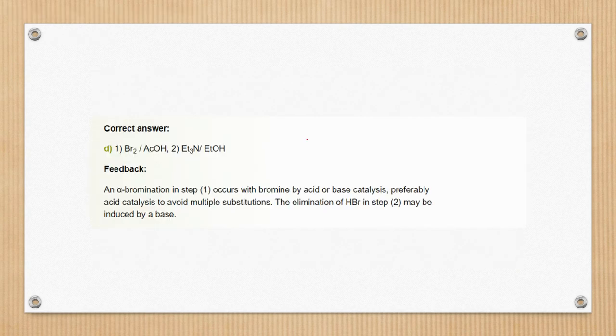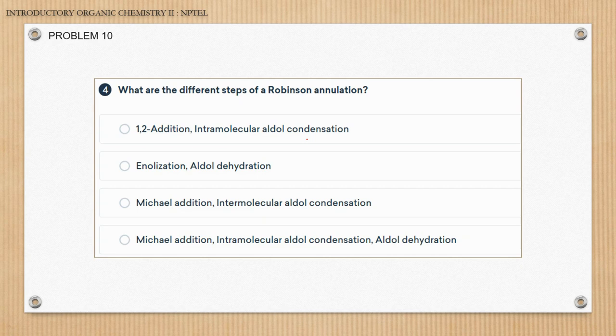So if not, then I'm moving to problem number 10. So guys, problem number 10 is very simple. In it you have to answer what are the different steps of a Robinson annulation. The options are: 1,2 addition, intramolecular aldol condensation, enolization, aldol dehydration, Michael intermolecular aldol condensation, Michael intramolecular aldol condensation, and then aldol dehydration.